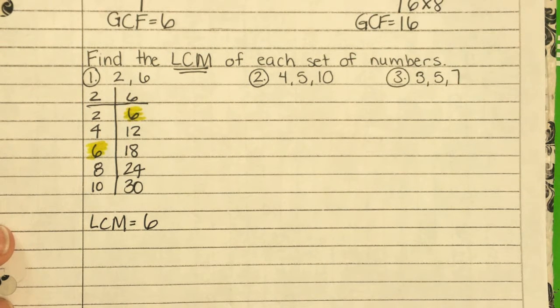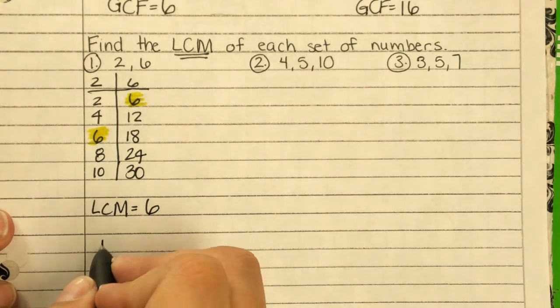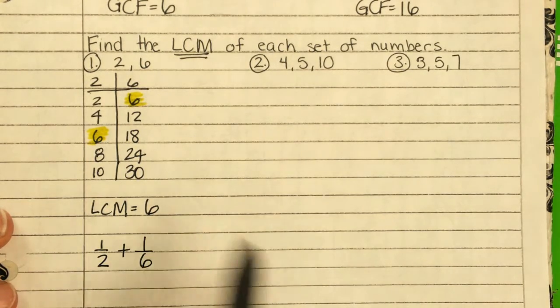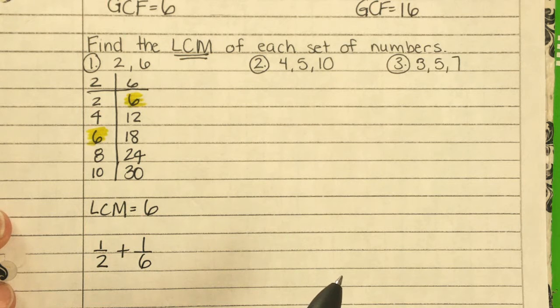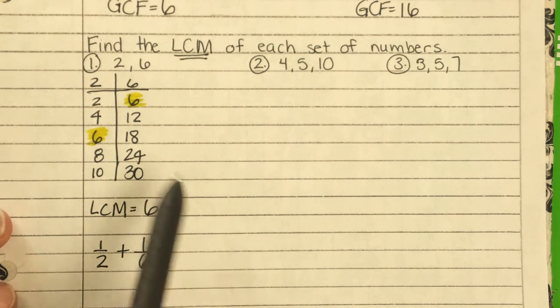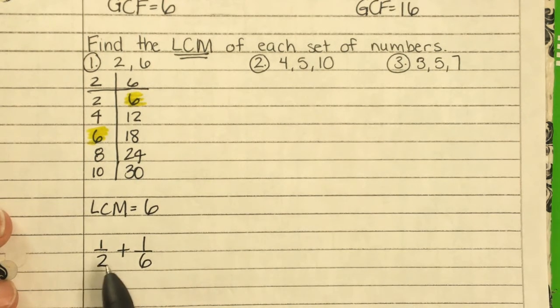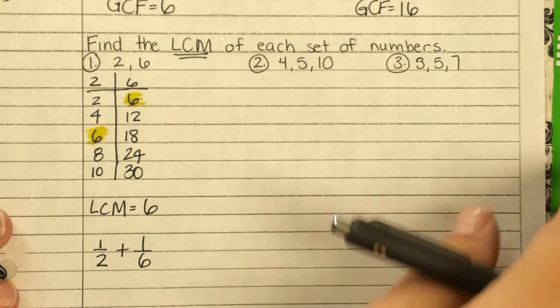Now, why would I use this? Let's talk about that for a second. Let's say we have the fractions 1/2 plus 1/6. Least common multiple is going to help us in figuring out our least common denominator. So like when we were making new fractions that had the same denominator, what number am I going to use for my new denominator? 6. So that's why I'm looking at 2 and 6. 6 would be my common denominator, and then I could change my fractions.